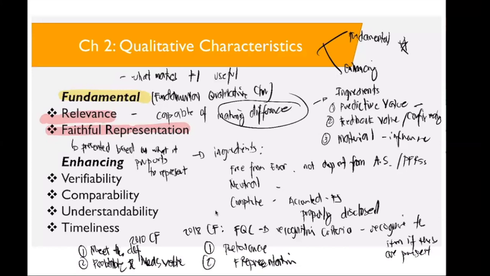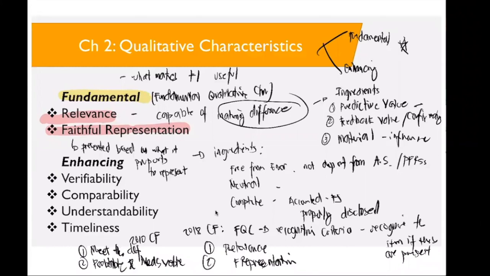So in 2010, the recognition criteria is meet the definition, it must be probable, and it must be measurable. But now under 2018, when can we say that the information is useful, or what is our recognition criteria? First, it must be relevant. Next, it must be faithfully represented.